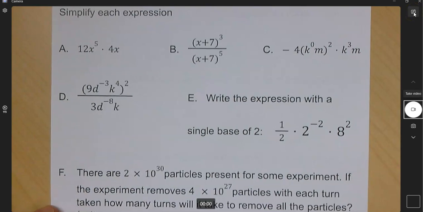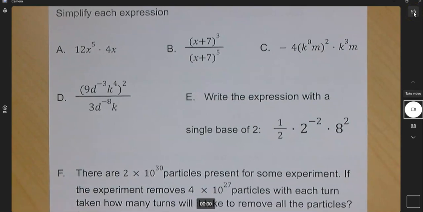Looking at a couple, the main idea here: if you are adding things with the same base, or multiplying things with the same base, you add their exponents. If you are dividing, you subtract their exponents. Let's look at C, D, and E.